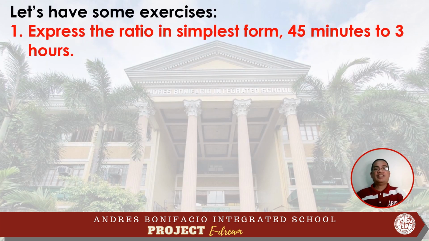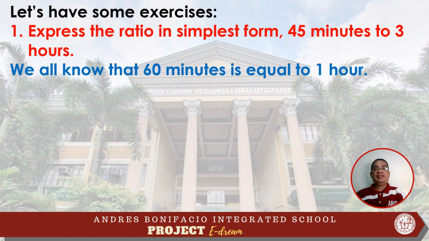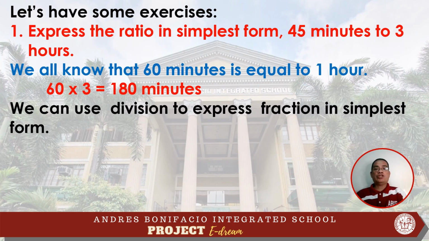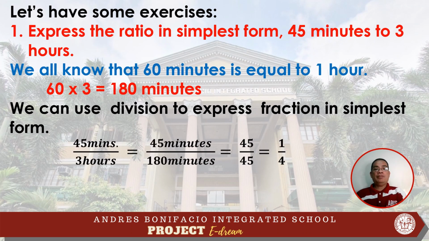Let's have some exercises. Exercise number 1. Express the ratio in simplest form. 45 minutes, 3 hours. We all know that 60 minutes is equal to 1 hour. So, 60 times 3 is equal to 180 minutes. We can use division to express the fraction in simplest form. 45 minutes over 3 hours is equal to 45 minutes over 180 minutes. 180 minutes is equivalent to 3 hours.